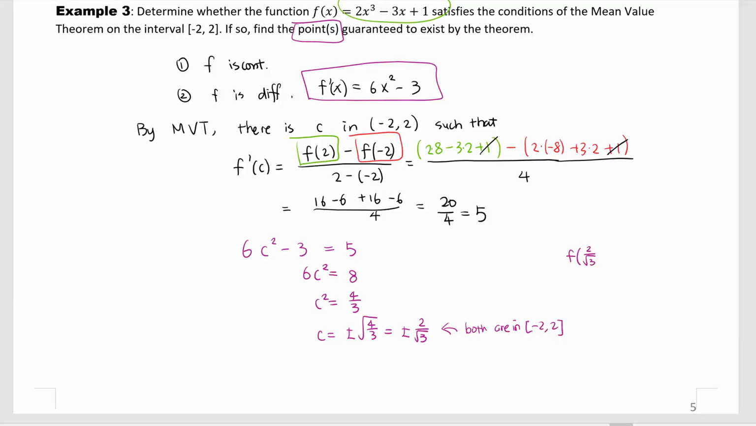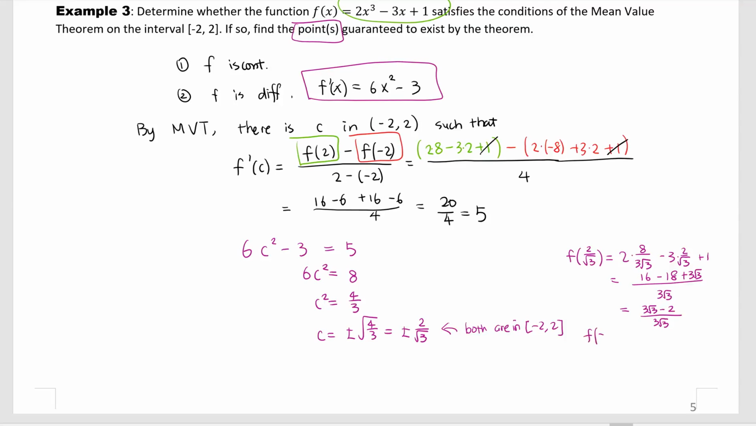f of 2 over root 3 is, so we have 2 times 2 cubed is 8, and then we have 3 over root 3 minus 3 times 2 over root 3 plus 1. So that gives us, let's see, what is that? So 3 over root 3, the common denominator, here we need to multiply an extra 3. So 3 times 9 times 2, 18, plus 3 over root 3. So what do we get? We get 3 over root 3 minus 2 over 3 over root 3.